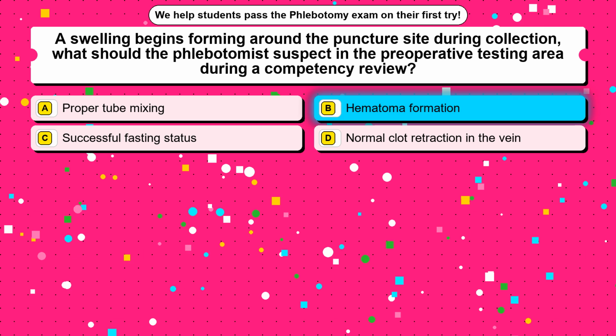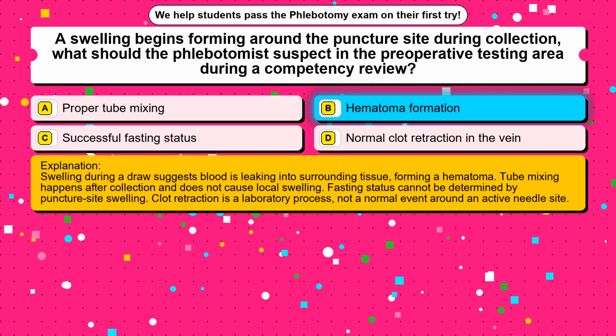The correct answer is option B. Hematoma formation. Swelling during a draw suggests blood is leaking into surrounding tissue, forming a hematoma. Tube mixing happens after collection and does not cause local swelling. Fasting status cannot be determined by puncture site swelling. Clot retraction is a laboratory process, not a normal event around an active needle site.